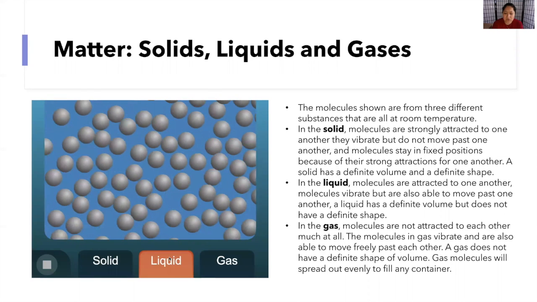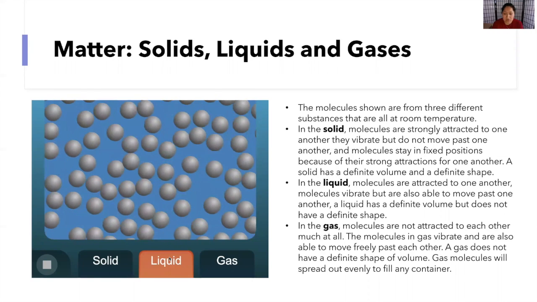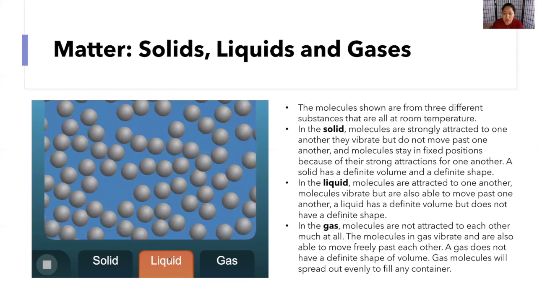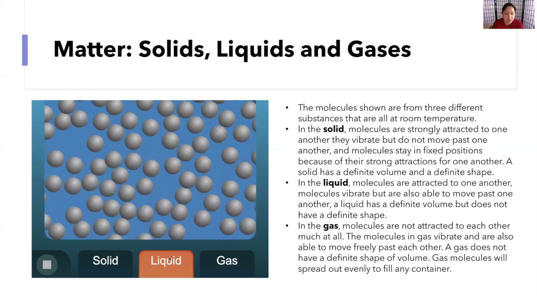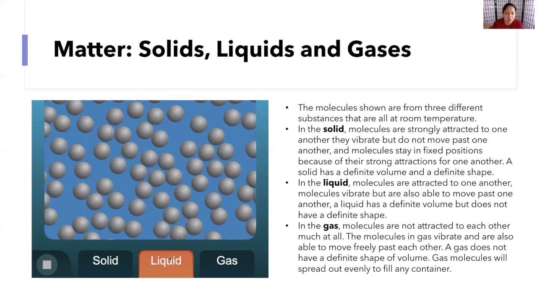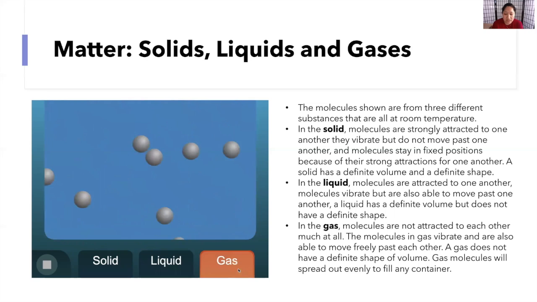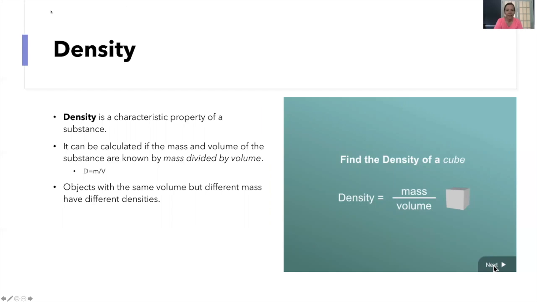Liquids, the molecules are still attracted to one another, but they're able to vibrate and move past one another. A liquid will have a definite volume, but will not have a definite shape. And here you can see how they're moving just a little bit faster than the solid molecules. And then finally, in a gas, the molecules are not attracted to each other much at all. The molecules in a gas vibrate and also can move very freely past each other and much more rapidly. A gas does not have a definite shape or volume, and gas molecules will typically spread to fill whichever container they're placed in. Then we moved on to talk about density.